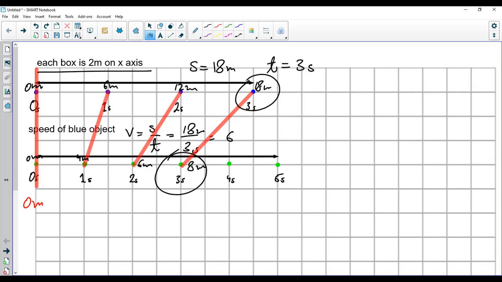Oh, just wait a moment. Have I done something wrong? 6, 12, 18, 4, 6, 8. Oh, my mistake. It's 4, 8, and 12. My mistake. Just wait a moment. 4, 8, and 12. Their positions, each box is 2 meters. Got it? So it's 4, 8, and 12.